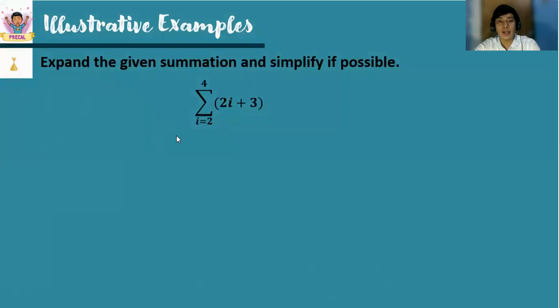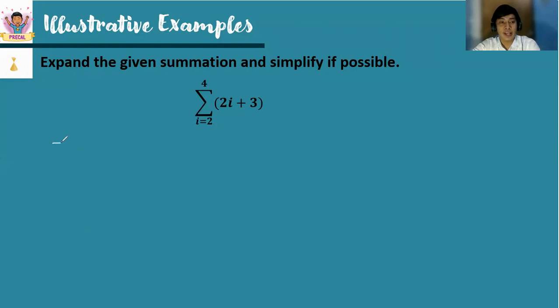Let us take this one as an example. Expand the given summation and simplify if possible. We have the summation of the quantity 2i plus 3 from I is equal to 2 to 4. I will repeat how to read the given notation. We have the summation of the quantity 2i plus 3 from I is equal to 2 to 4.